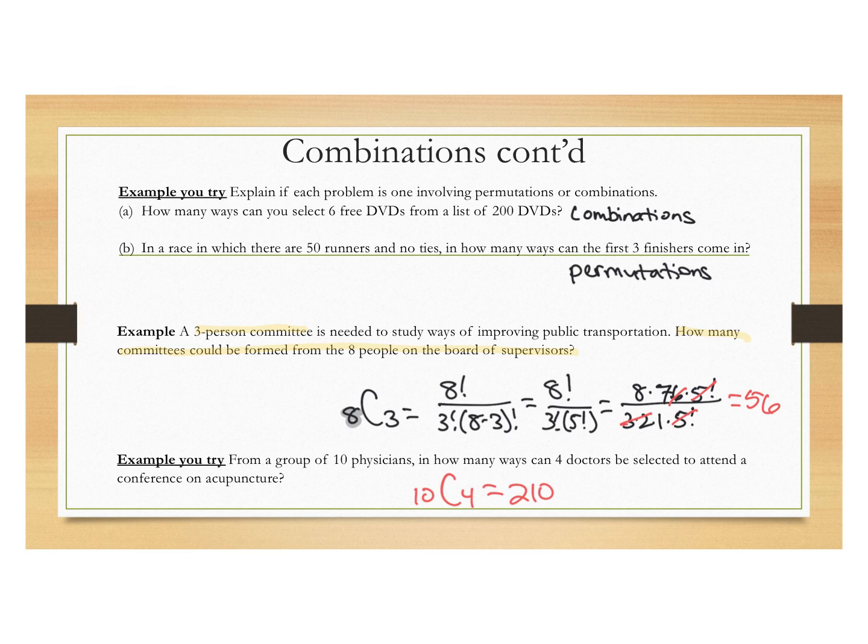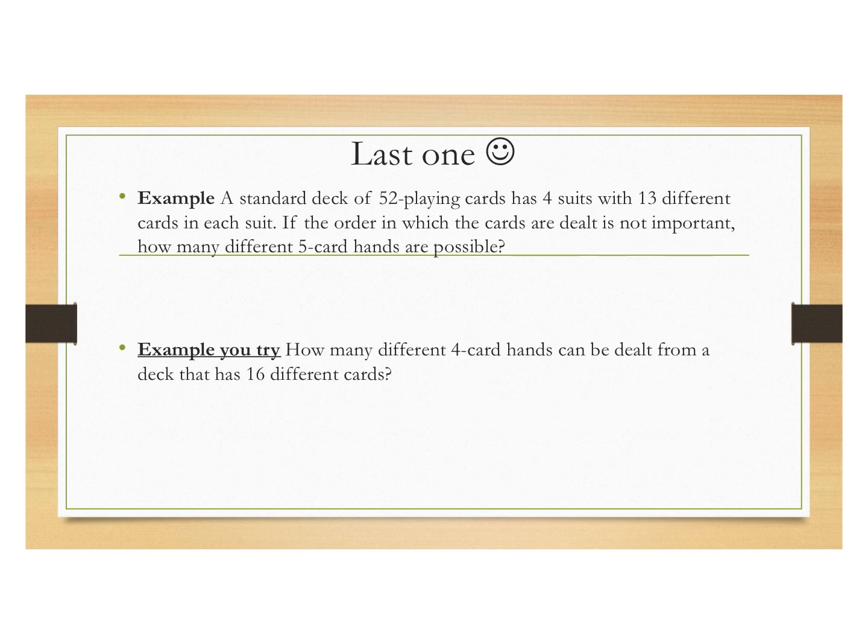Hopefully you found 210 for the group of 10 positions. How many ways can 4 doctors be selected? And in our last example, notice we have a standard deck of 52 playing cards. It has 4 suits with 13 different cards in each suit. If the order in which the cards are dealt is not important, how many different 5-card hands are possible? So because it states the order is not important, we're going to use combinations.